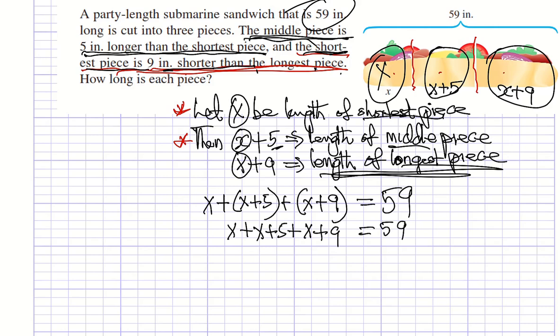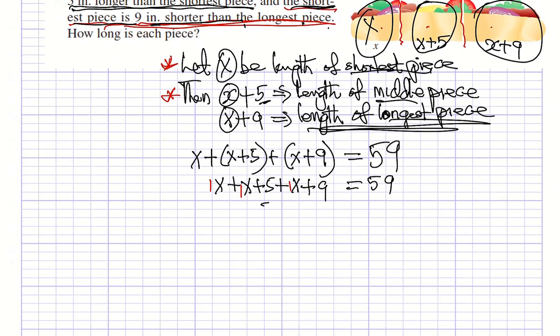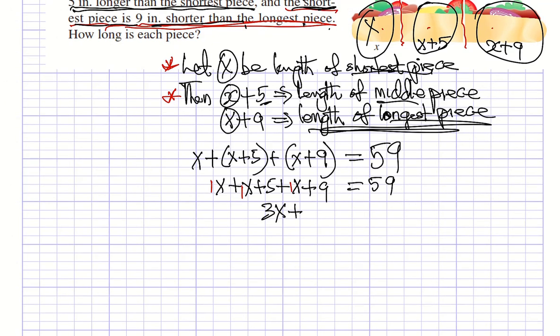Notice that's 1x. Let me change the color so you can see it. Be careful. This is 1x, 1x, 1x. So if you combine all that, you have 3x plus 14. You see it, right? It equals 59.